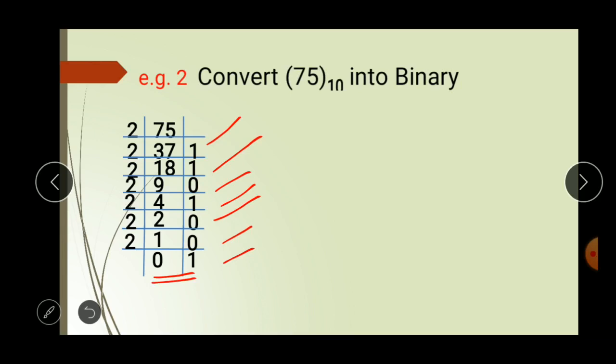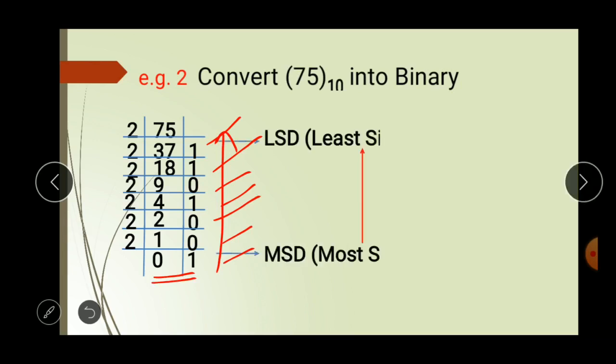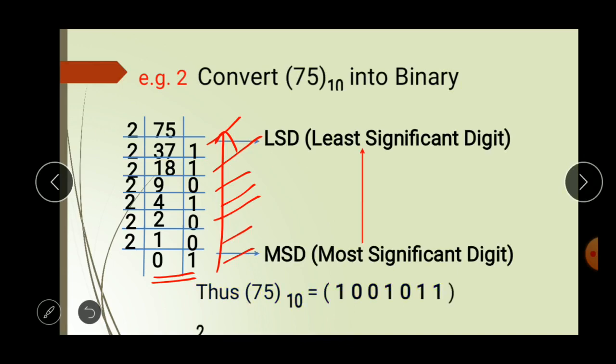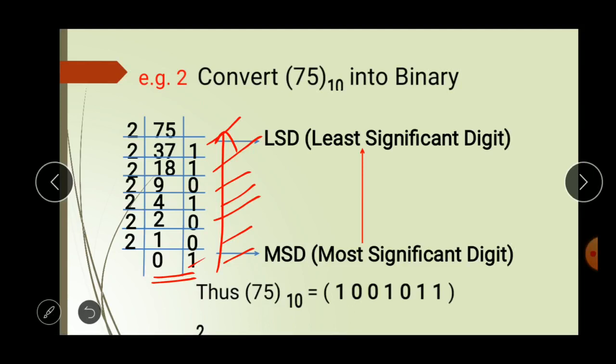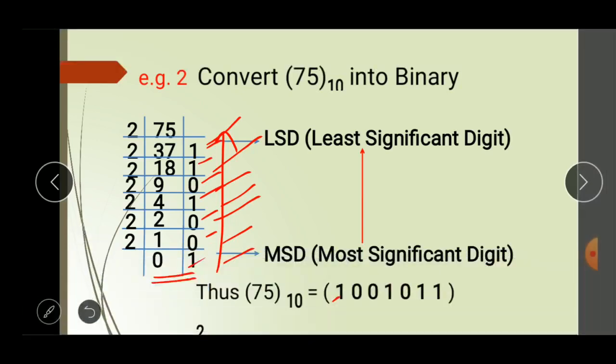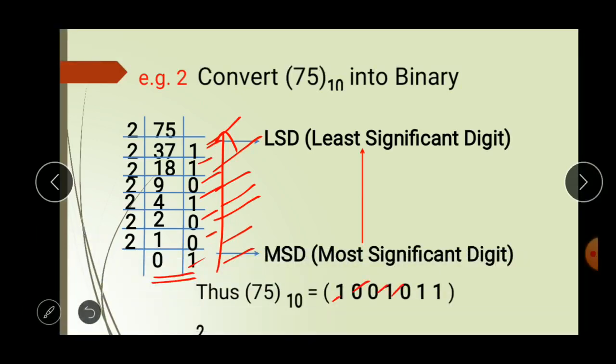Now from bottom to top, means from MSD to LSD, write down all the remainders, that is 1 0 0 1 0 1 1. So this is the answer.